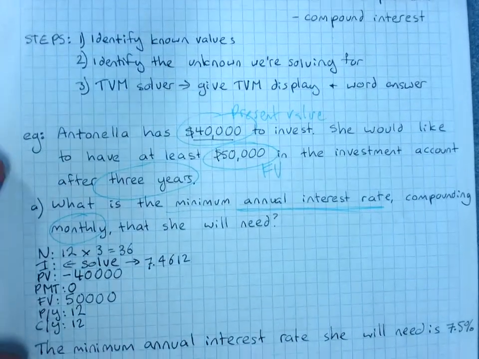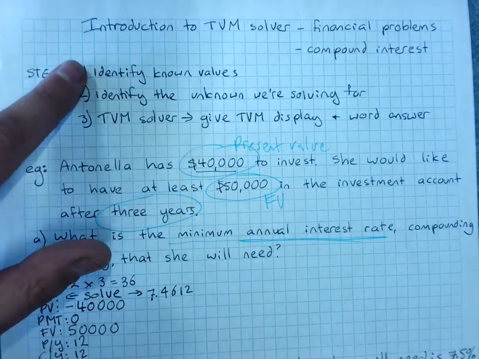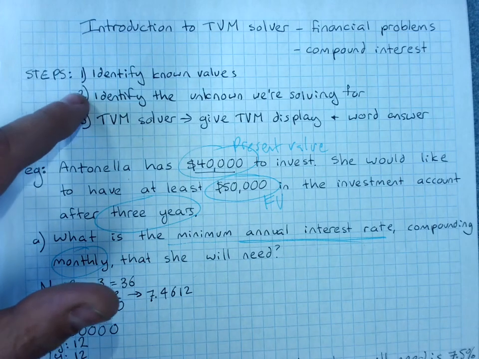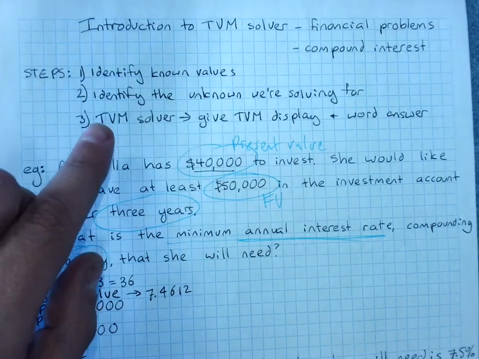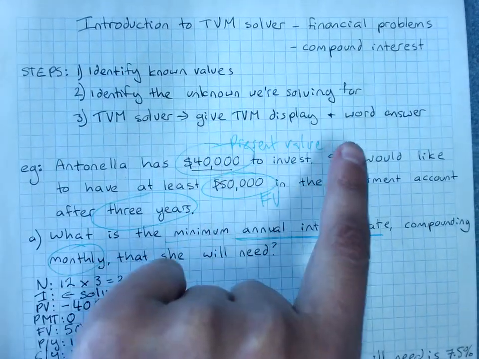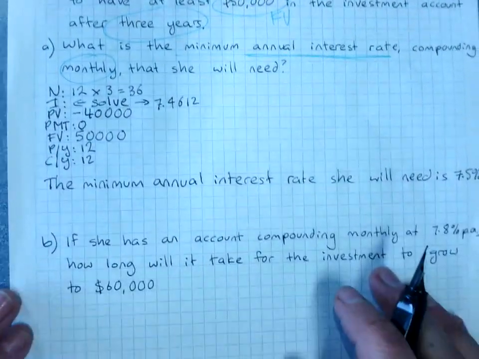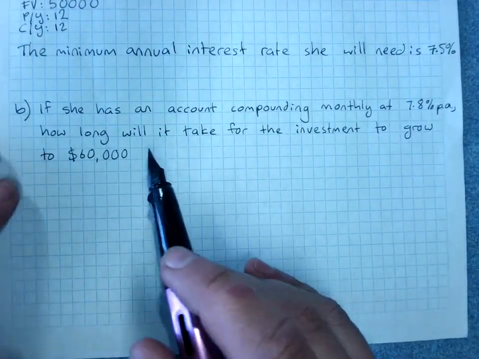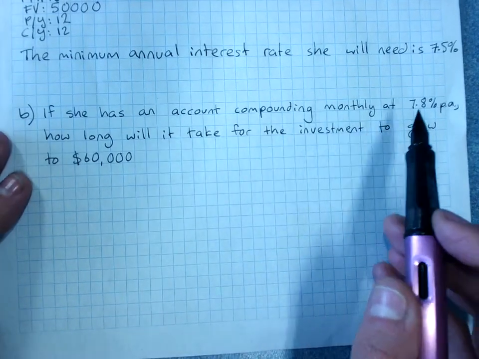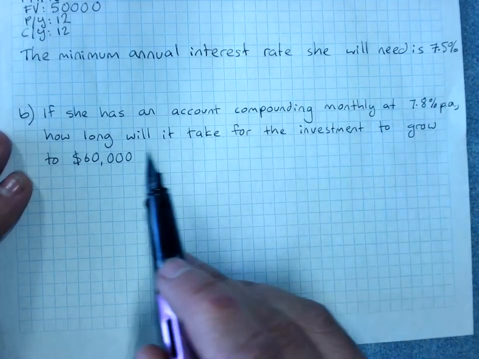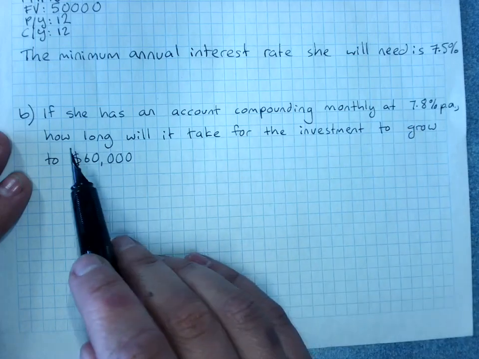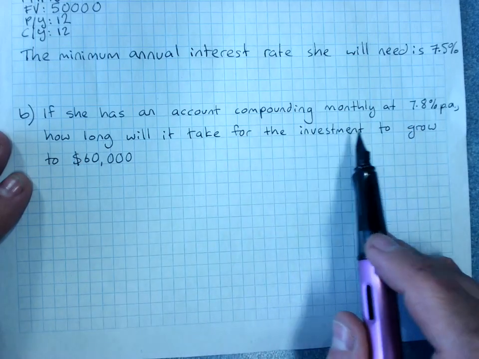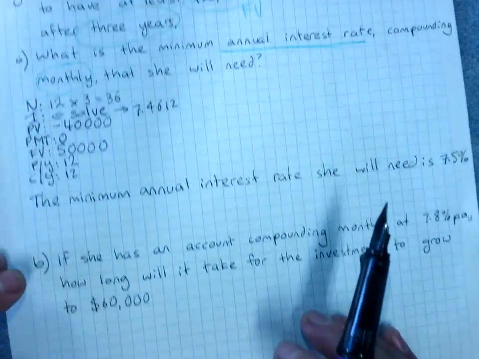So this is how you solve the problems. Identify your known values, look at the question for the unknown we're solving for, TVM solver, display, word answer. Now the question carries on. If what she finds is an account with a higher interest rate, how long will it take for the investment to grow to 60,000 instead?